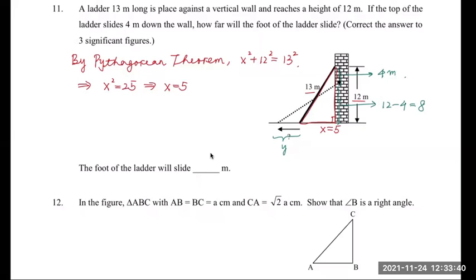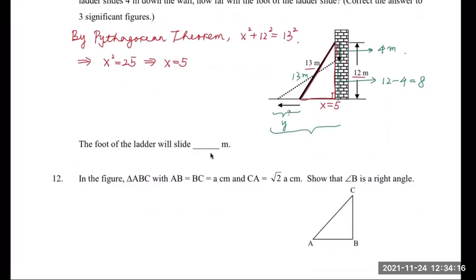What else do we know? We know the length of the ladder doesn't change, right? The ladder just slides down, but the length of the ladder doesn't change, which means this side of the triangle is still 13 meters. Right? Which means we can find this side of the triangle, right? This is also Pythagorean theorem.